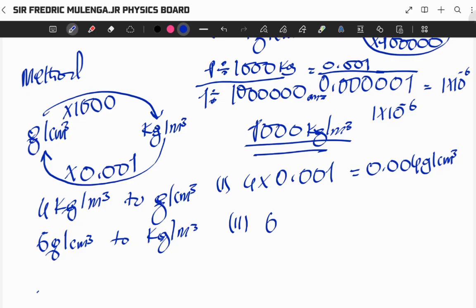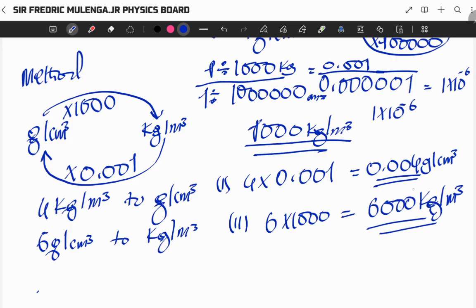Okay, so since we have grams per centimeter cubed and we are going to kilogram per meter cubed, if you look at our conversion cycle there, we'll just multiply by 1000. So this times 1000 is going to give us 6,000 kg per meter cubed. And this is how you do it in the exam. So you don't need to go with all those things that I was trying to clarify to you, but you can just go direct if you are asked to.